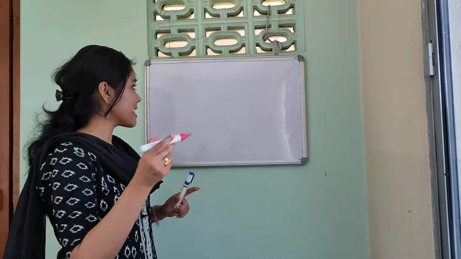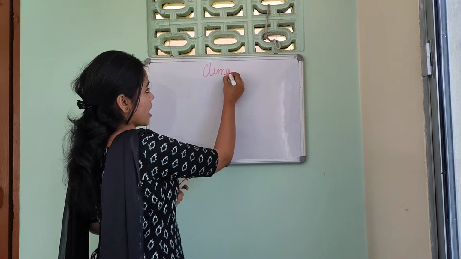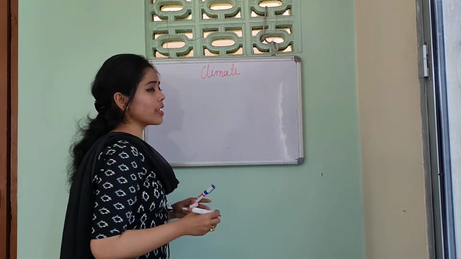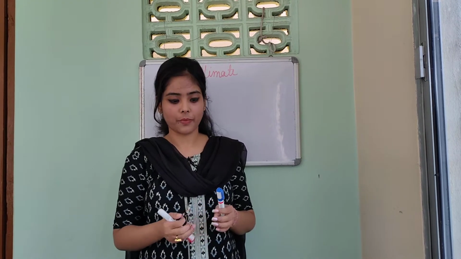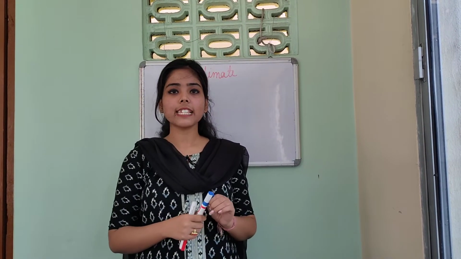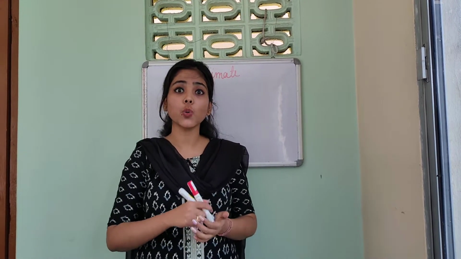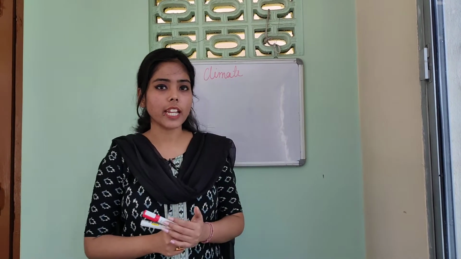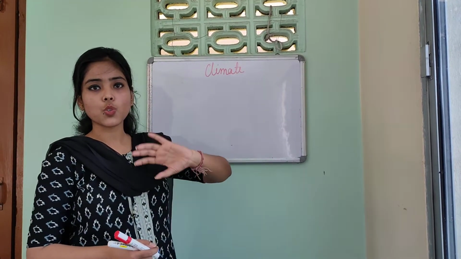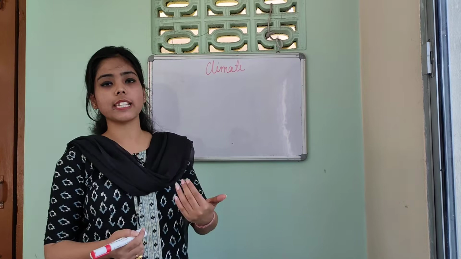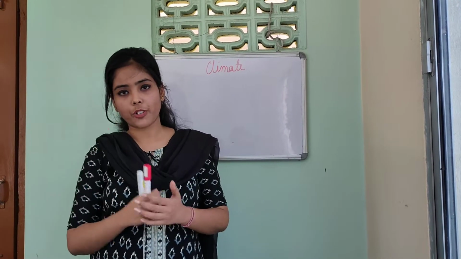So what is the name of our chapter? That is climate. Here you have to study only the climate of India. That is very vast. India is a subcontinent. We know that we see the unity in diversity in India. Similarly, in climate also there is so much diversity present in the climatic condition of our country.